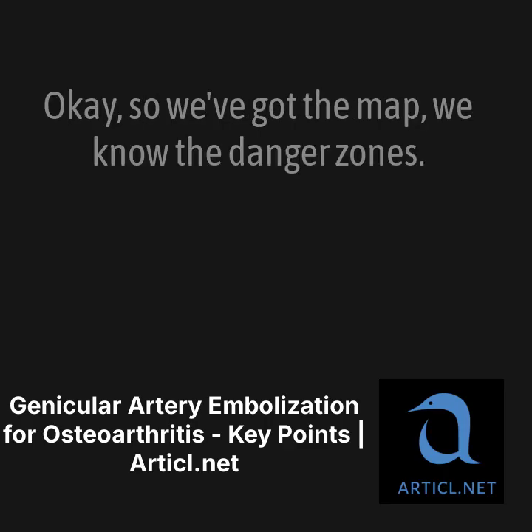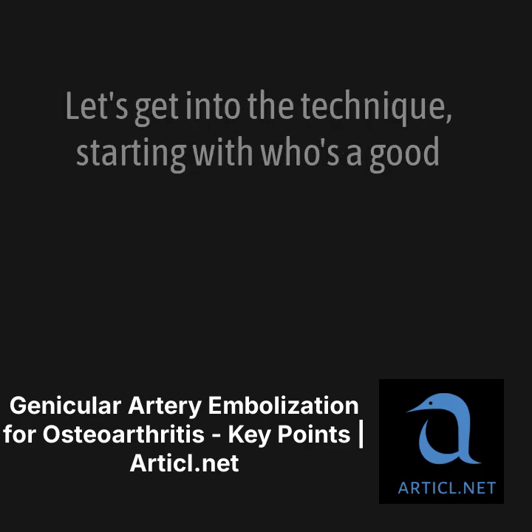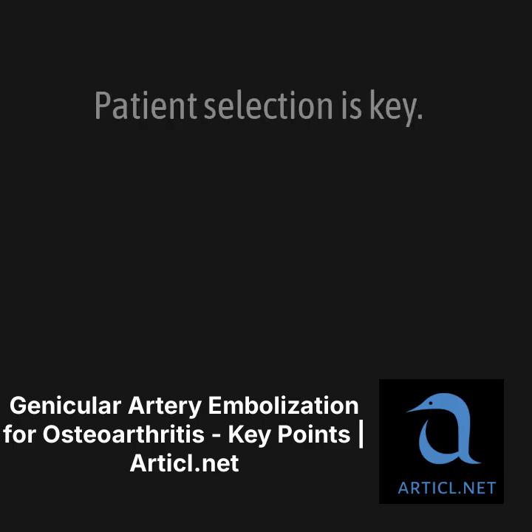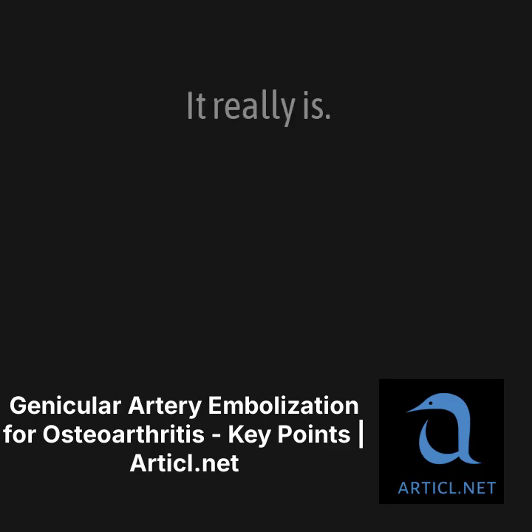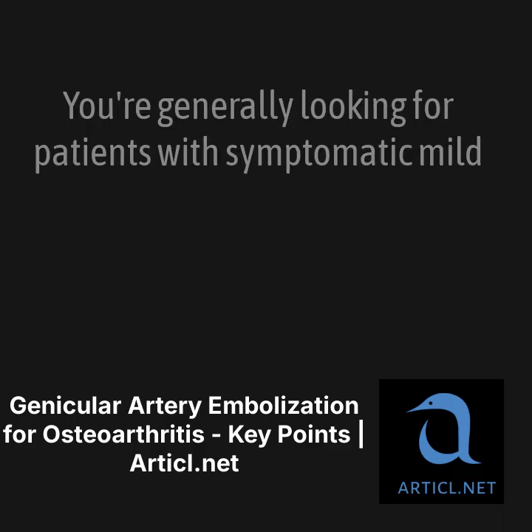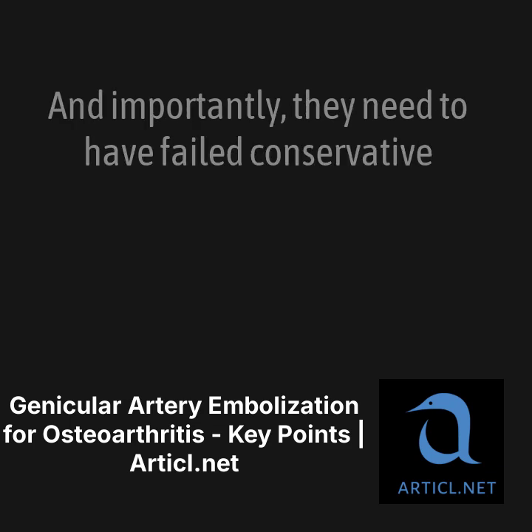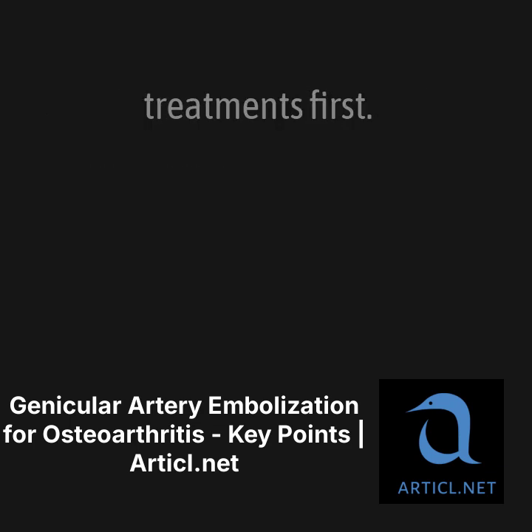Okay, so we've got the map, we know the danger zones. How do we actually do the procedure? Let's get into the technique, starting with who's a good candidate. Patient selection is key. It really is. It's your first major decision point. You're generally looking for patients with symptomatic, mild to moderate OA. And importantly, they need to have failed conservative treatments first.